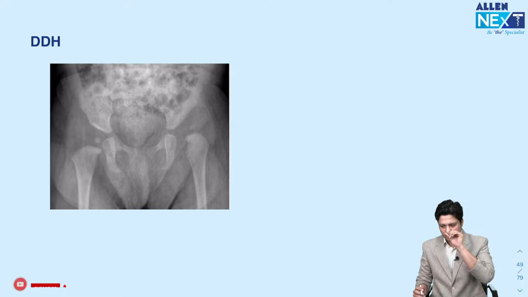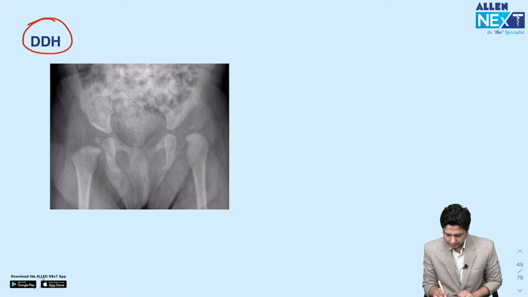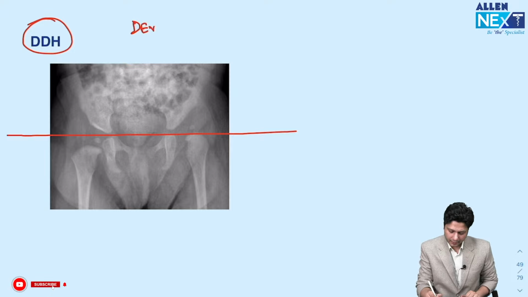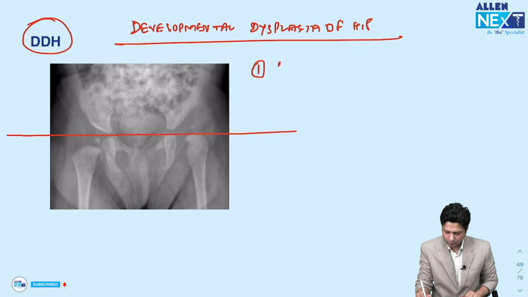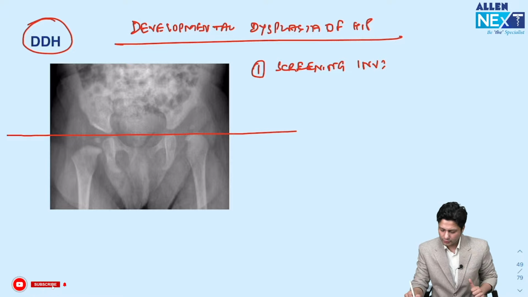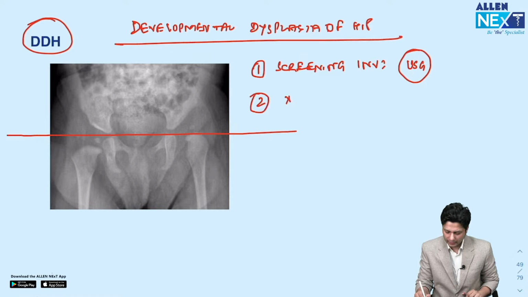All right. We are also expecting DDH, developmental dysplasia of the hip, to be asked. If any question related to developmental dysplasia of the hip comes, then they are going to ask you these two particularly important topics. Point number one, what is the screening investigation for DDH? All right, that is point number one. So the screening investigation for DDH is ultrasonography. Point number two are the X-ray findings. What are the X-ray findings in developmental dysplasia of the hip joint?